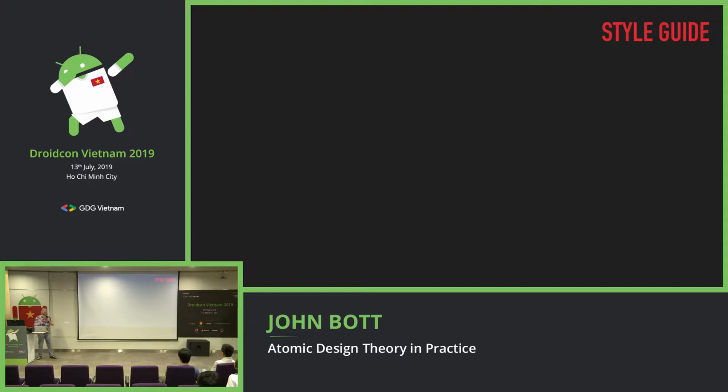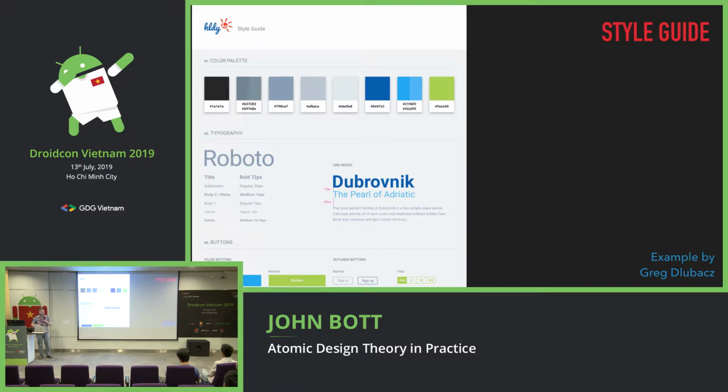So the easiest way to go into what these different things are is to talk about a style guide. And really, this is the first tool that you will need to create in order to be successful at a design system or at atomic design theory. And a style guide, it's like a visual dictionary.